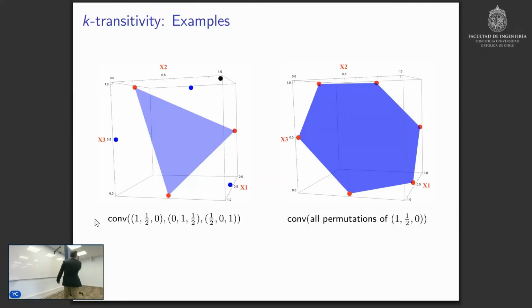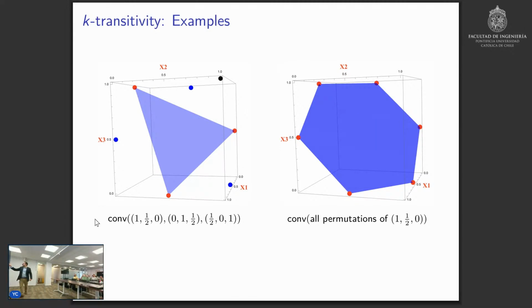So let's see. Let's take this point, and then that needs to hold for every feasible point. So this is feasible. And so if you swap these 2 guys, now you'll have 1/2 and 1. That point is not feasible. So then that tells you that this polytope is only 1 transitive. It's not 2 transitive. And if it's not 2 transitive, you cannot be 3 transitive, etc.